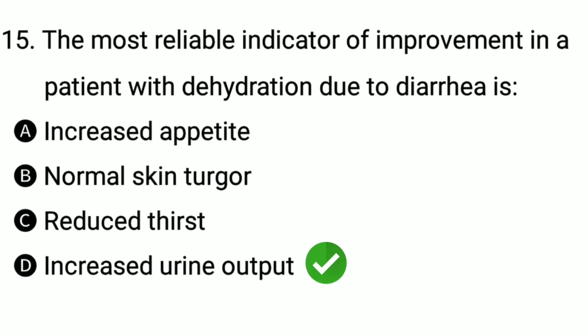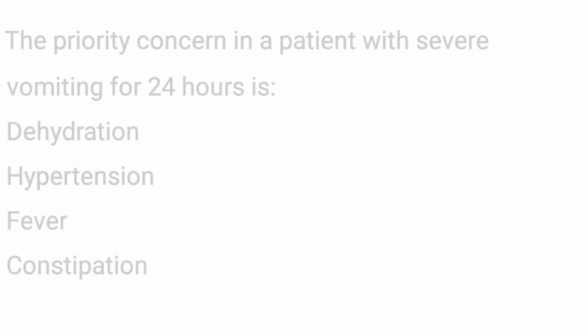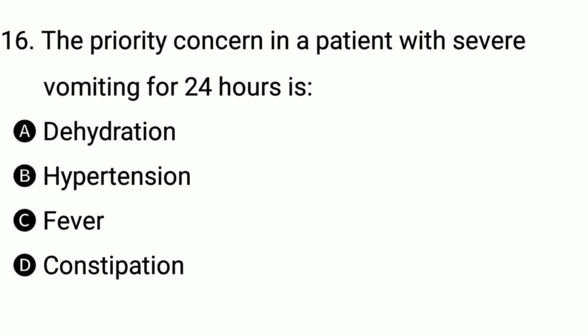The right option is option D. Increased urine output. Question number 16. The priority concern in a patient with severe vomiting for 24 hours is.